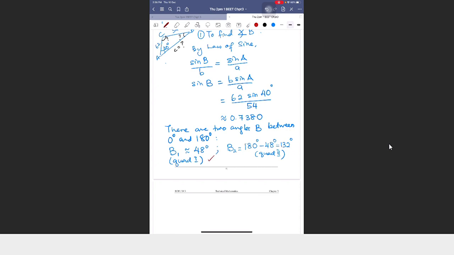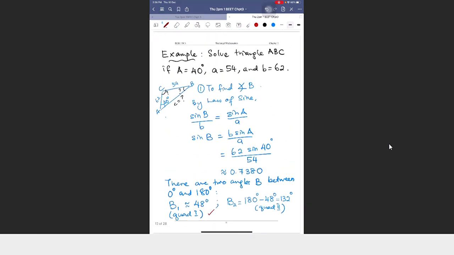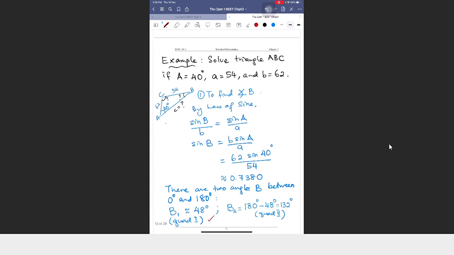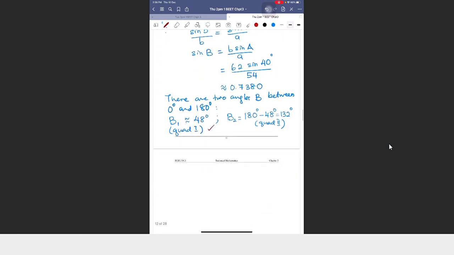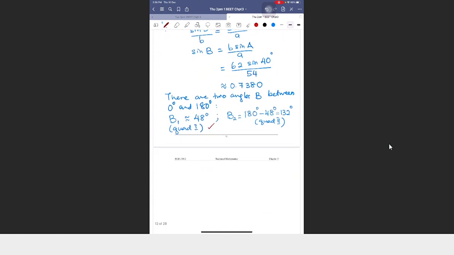Okay, I will accept this. Because 48 degrees, even if I add with 40 degrees from the question, is still less than 180. That's how I check. I check by adding 48 degrees plus the given 40 degrees from the question. So this is still less than 180 degrees, so that means this one is possible.